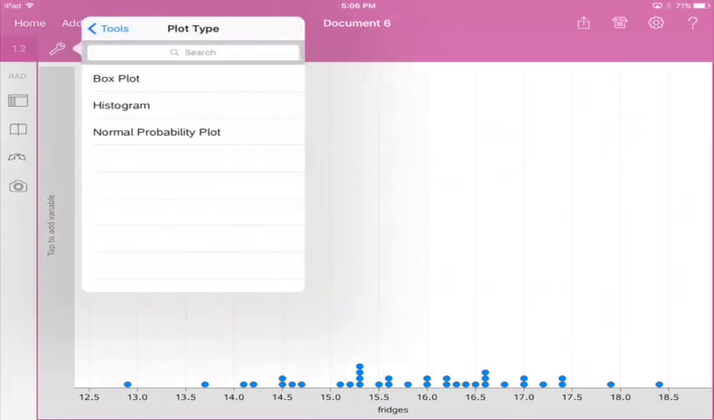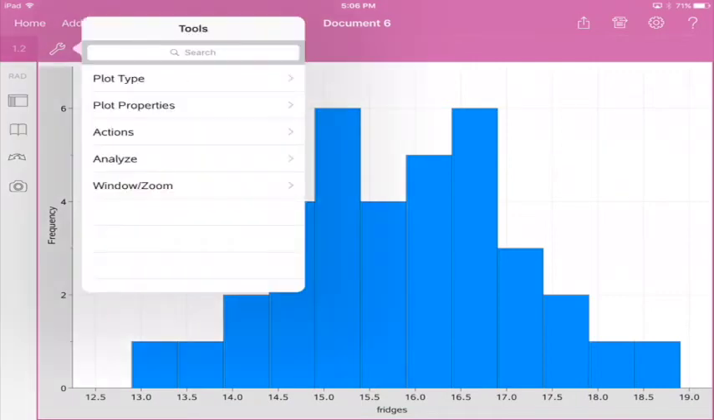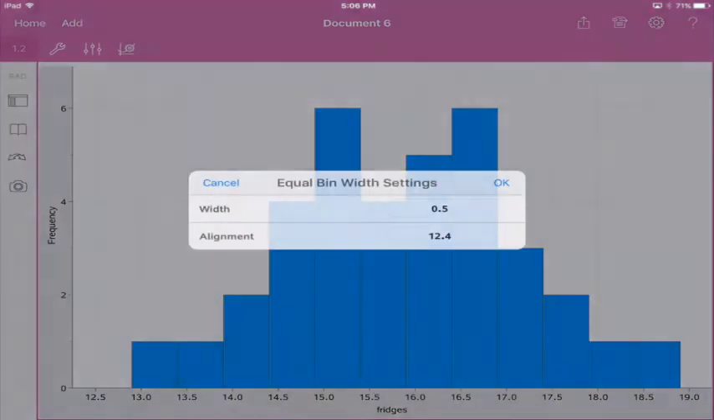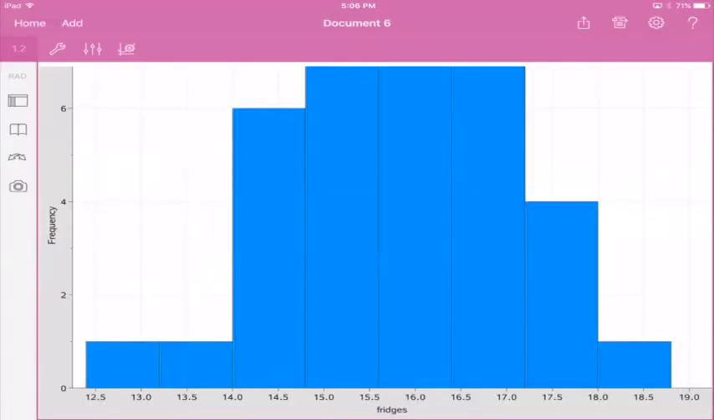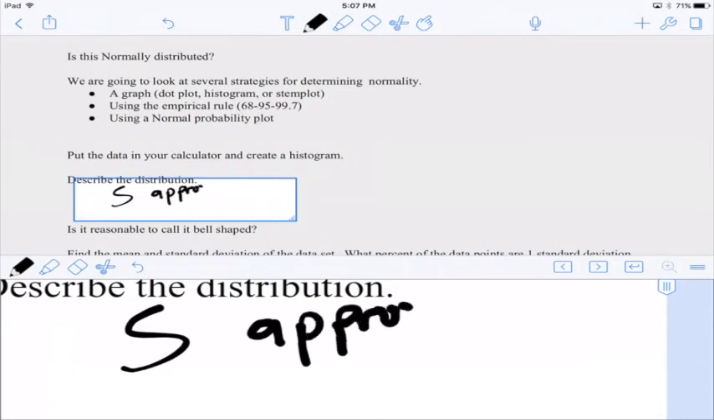So go menu, plot type, histogram. Now it looks better. Again, we're starting to see that shape. I'm going to cheat it a little bit. I'm going to go to menu, plot properties, and I'm going to change the bin settings to 0.8. See what that does. It's starting to look better. You see the majority of the data is in the middle. There's less on the ends. We're starting to see that bell-shaped curve come out, which is what we want. So if we were to describe the distribution, the shape is approximately bell-shaped.